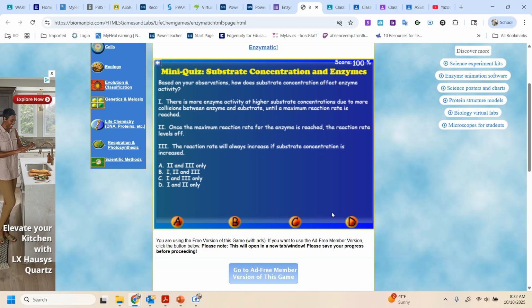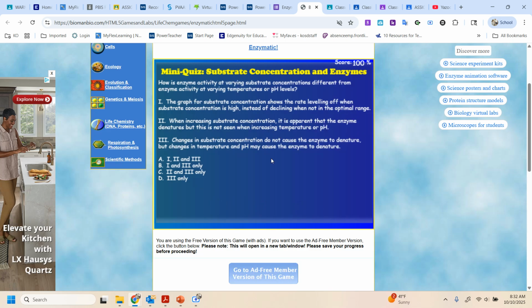That's also true. The reaction rate will always increase if the substrate concentration is increased. Ooh, not true at all. Because once I get to a certain point, it actually plateaus and it no longer increases the rate of the reaction. We're going to say 1 and 2, and we are correct.